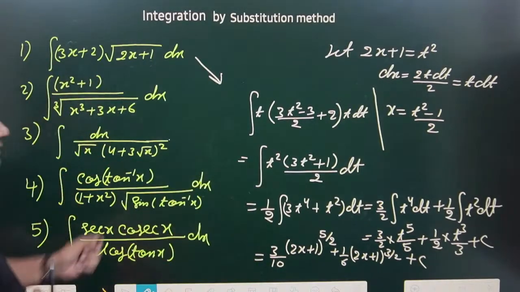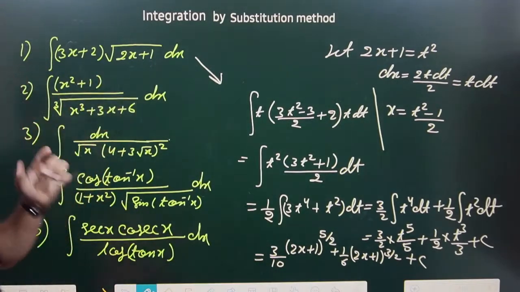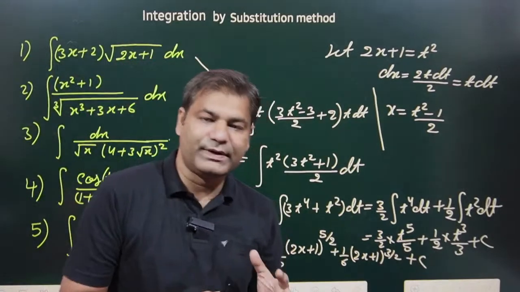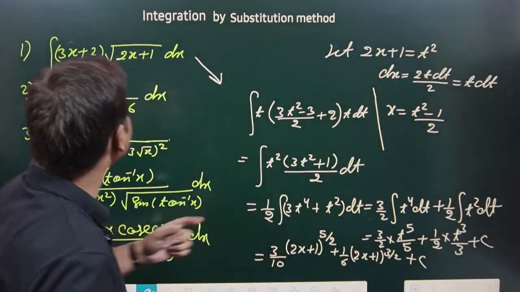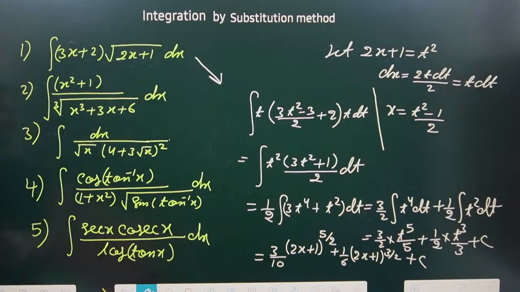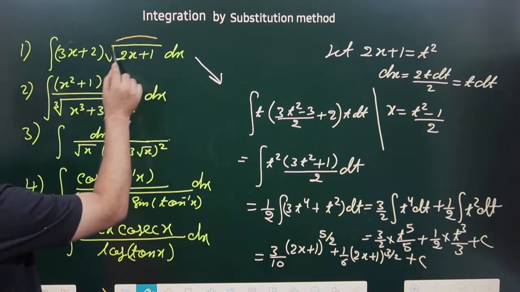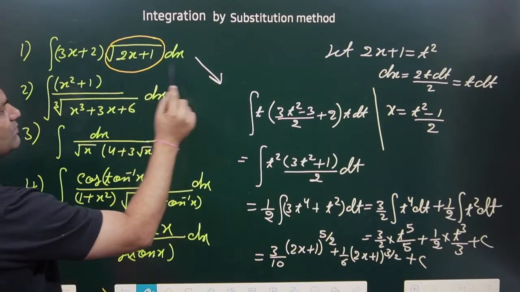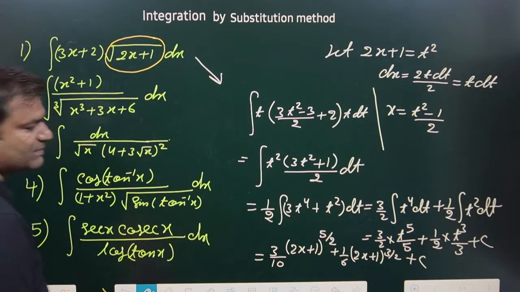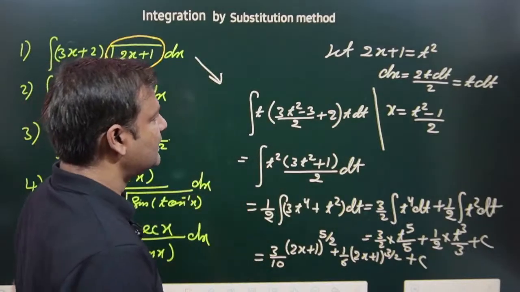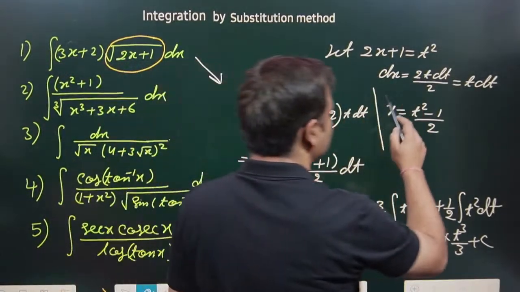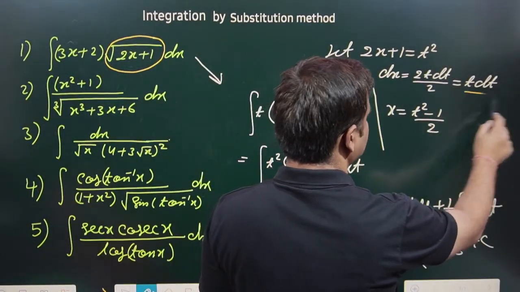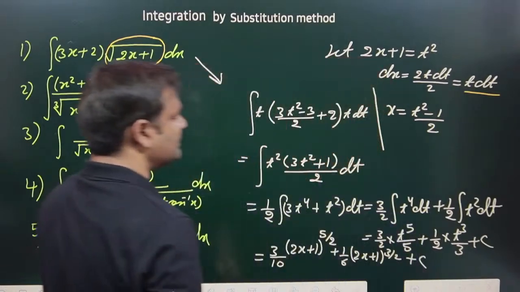Simply, in this question f of g of x into g prime x dx is not easily available. So we have taken the complicated part. Which one is a very complicated part? This one. So that we take t. So 2x plus 1 equals t square. If we differentiate both sides with respect to x, then we get t dt. So dx is replaced by t dt.